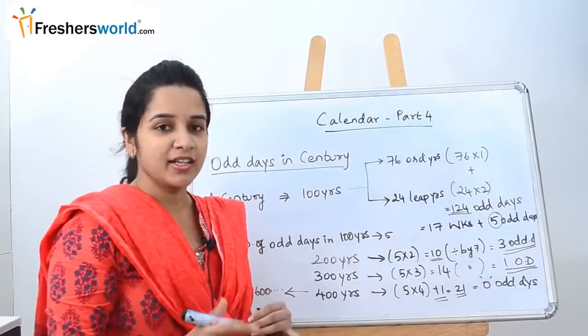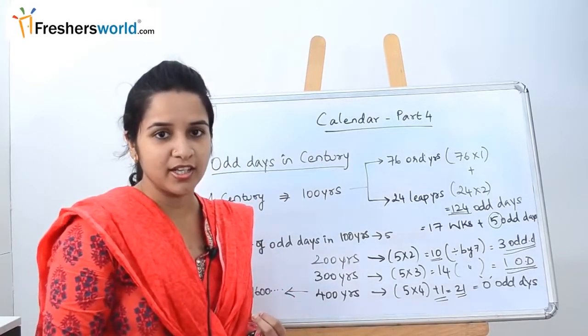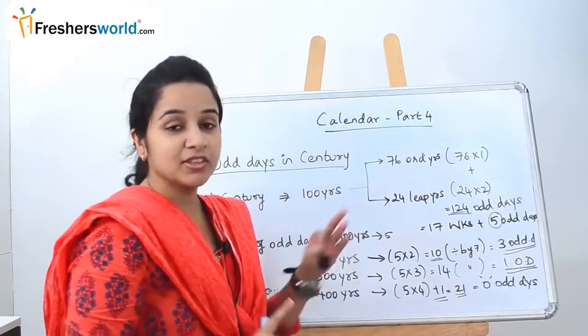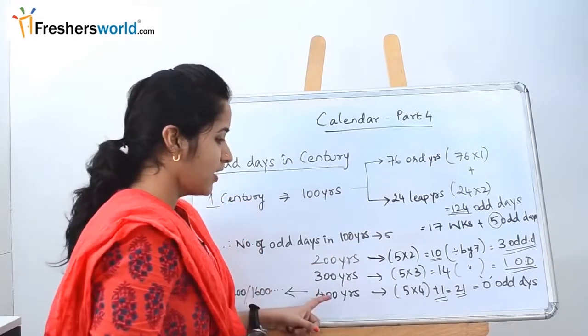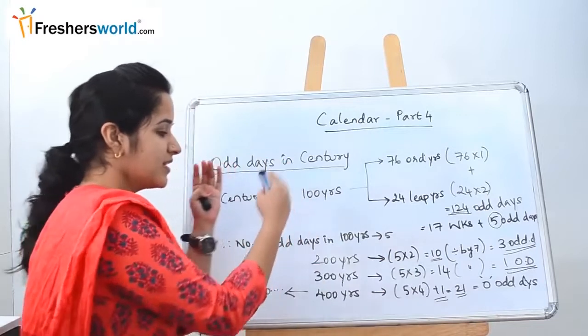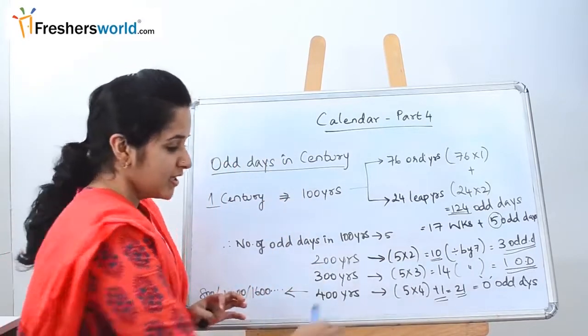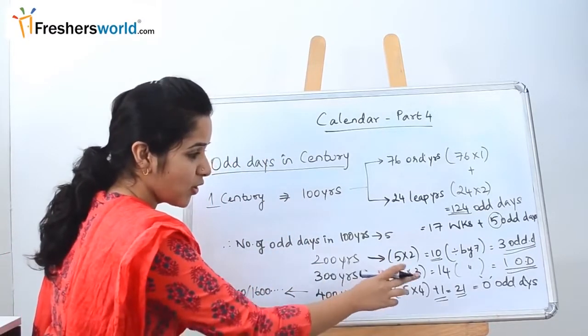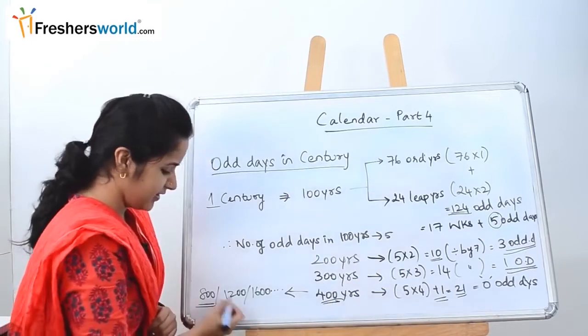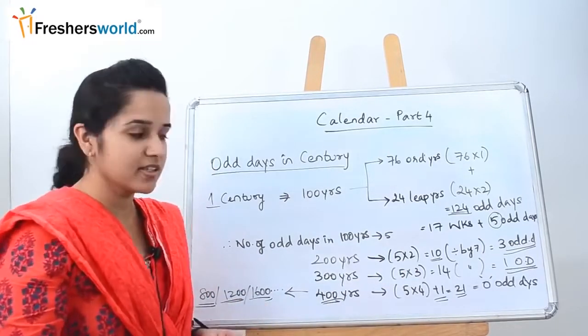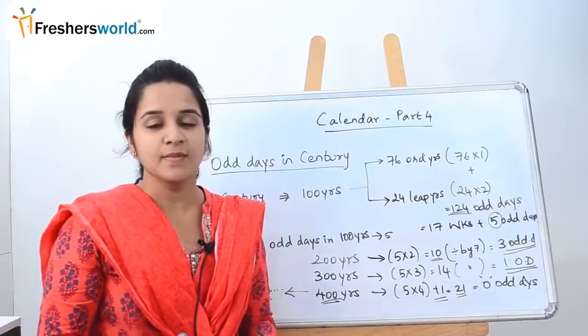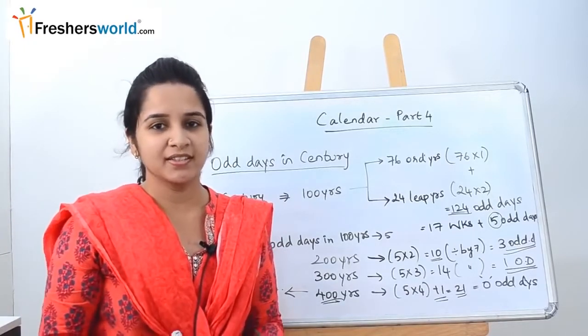So it's clear that in 100 years we have 5 odd days, in 200 years we have 3 odd days, in 300 years we have 1 odd day, and in 400 years we have 0 odd days. This whole pattern will be repeated. This 400 years, 0 odd days will be repeated for the 800th year, 1200th year, 1600 and so on. For every 400 years, there will always be 0 odd days.